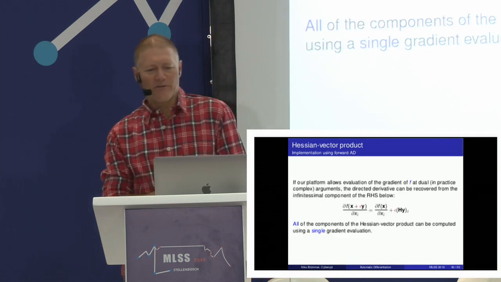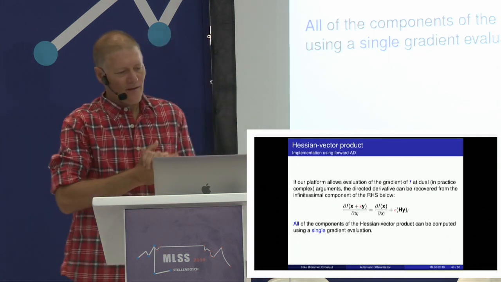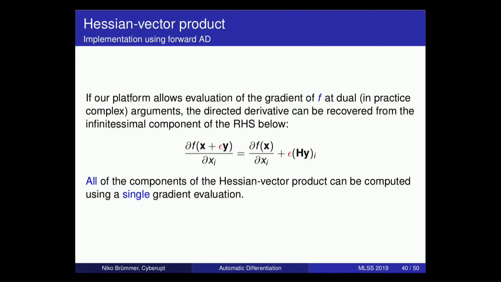We can compute that using dual numbers. So you just send a dual number argument into the function. Afterwards, you get the derivative, and the real part of the output is going to be the normal gradient, and the infinitesimal part is going to contain your Hessian vector product. In the equation here, I've written just one component of the gradient and the Hessian vector product, but in practice, it's one operation that will give you the whole gradient.